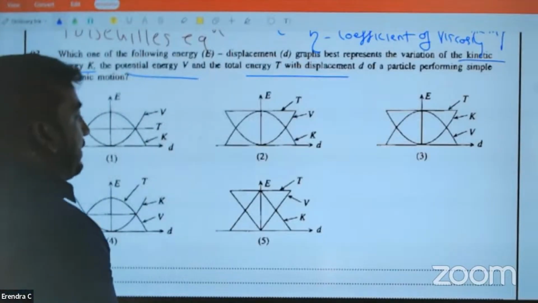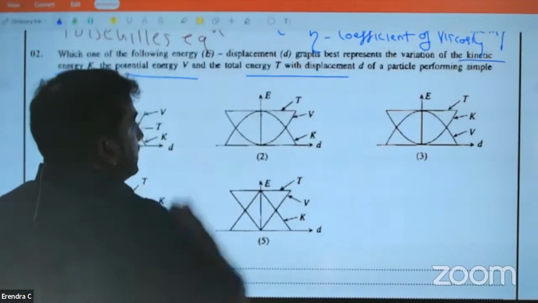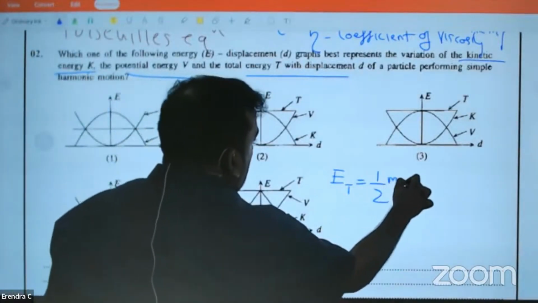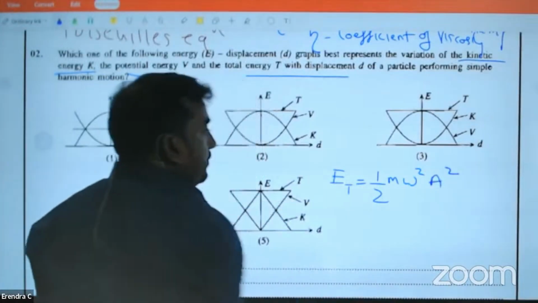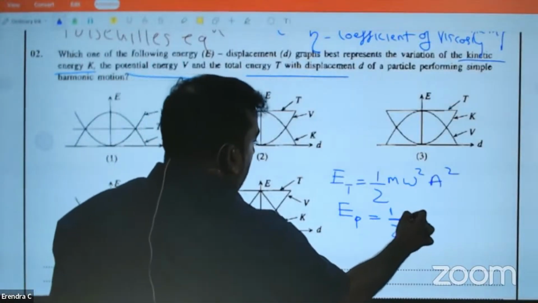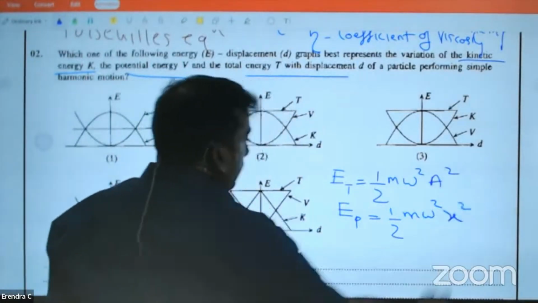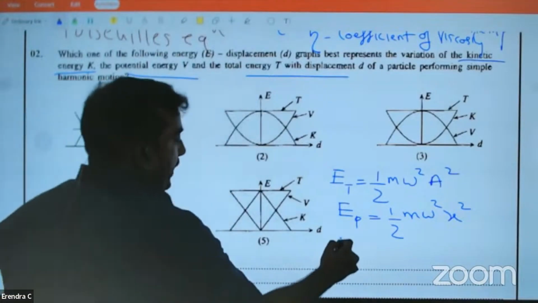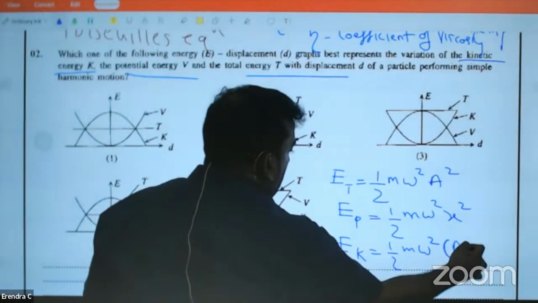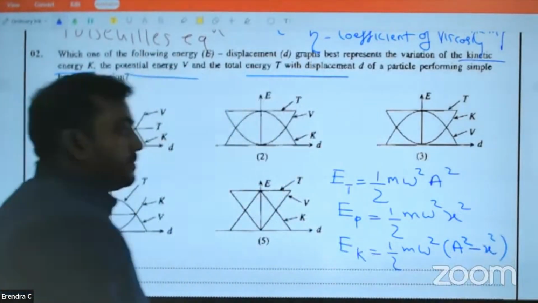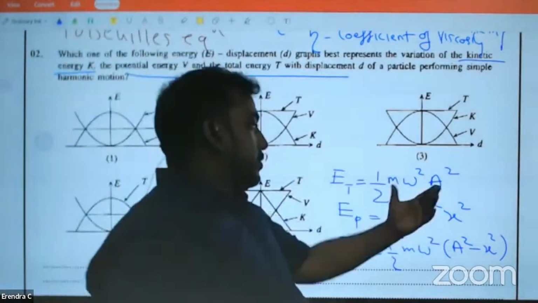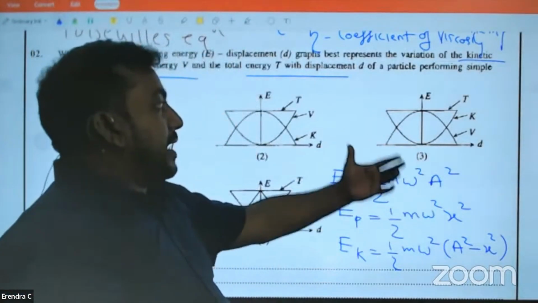Total energy will always be constant. The total energy is normally half m omega squared a squared. Potential energy is half m omega squared x squared. Kinetic energy is half m omega squared, a squared minus x squared. So these are your variations. You can see total energy will remain constant.